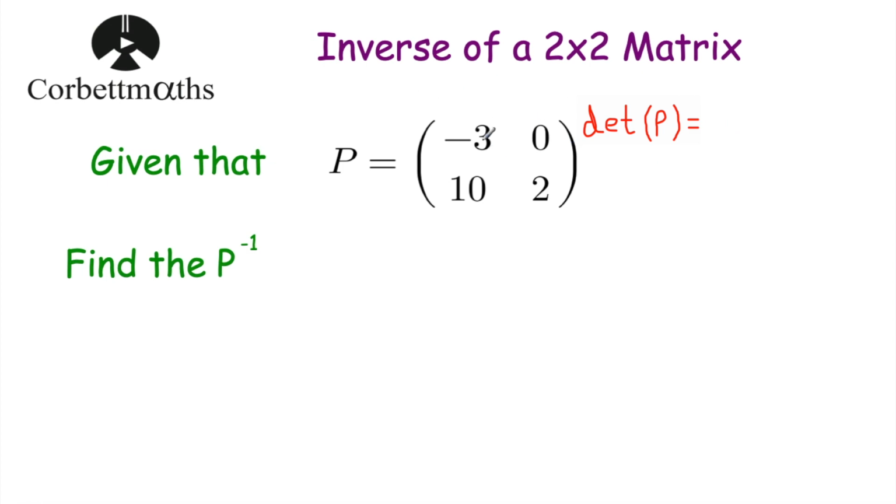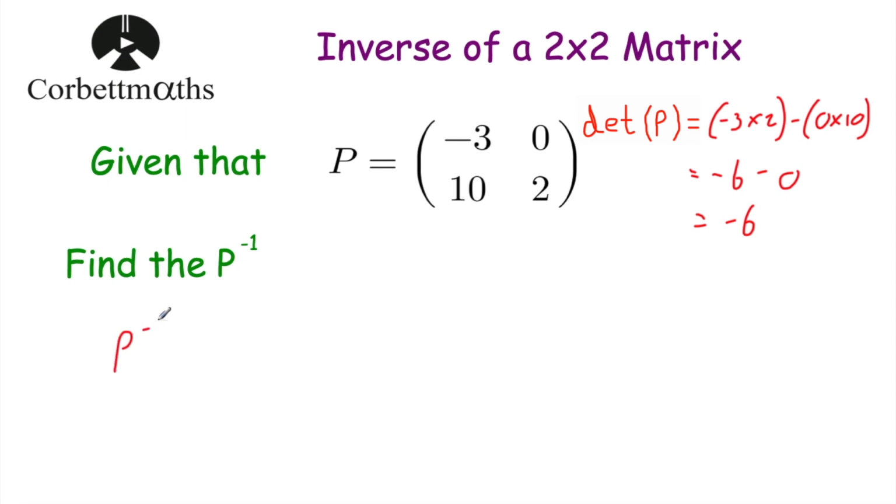So the determinant of matrix P would be -3 times 2 subtract 0 times 10. Now, -3 times 2 is -6, and we're going to take away 0 times 10, which is 0. And -6 take away 0 will be -6. So the determinant of this matrix is equal to -6.